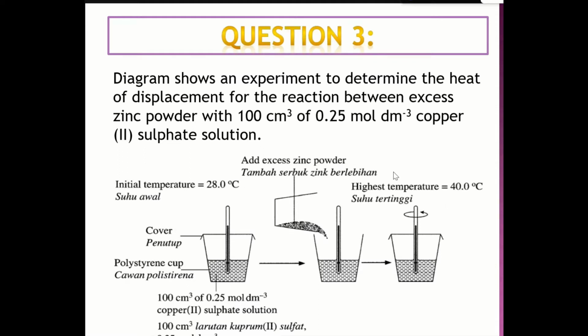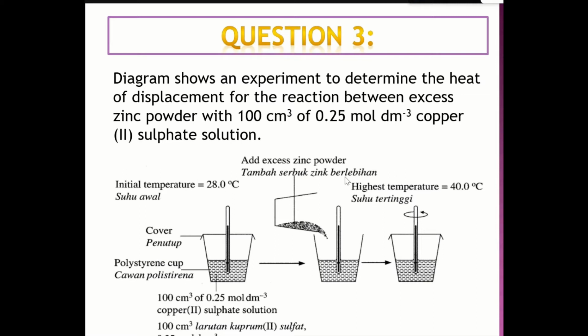Excess zinc powder with 100 cm³ of 0.25 M copper(II) sulfate. So why do we need to add in excess zinc powder? We add in excess zinc powder because we want to ensure that all the copper is displaced from the copper(II) sulfate solution. So this is the one we like to highlight: why we add in excess.